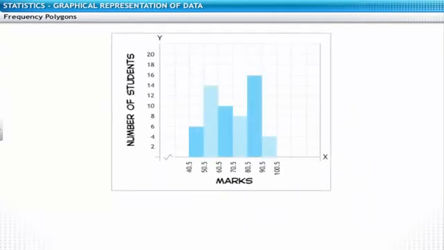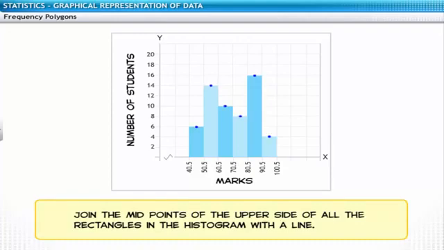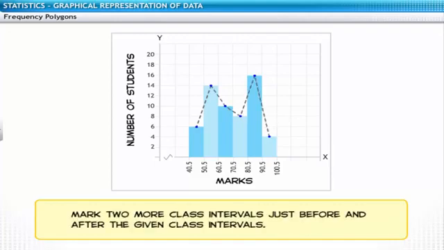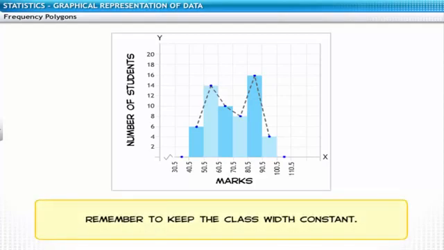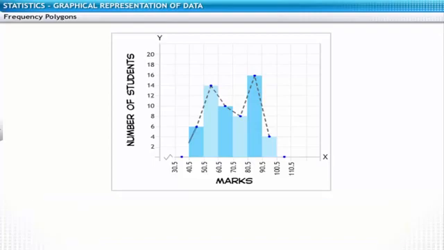Now, let's look at another interesting way of representing data. Consider the midpoints of the upper side of all the rectangles in this histogram and join them with a line. Now consider 2 more class intervals just before and after the given class intervals. Note that we keep the class width constant. Now join the upper midpoint of the first rectangle to the midpoint of the new class interval marked before it. Similarly, join the upper midpoint of the last rectangle with the midpoint of the new class marked after it.